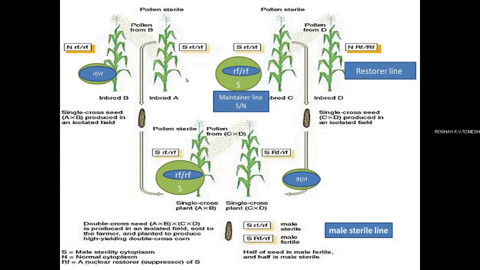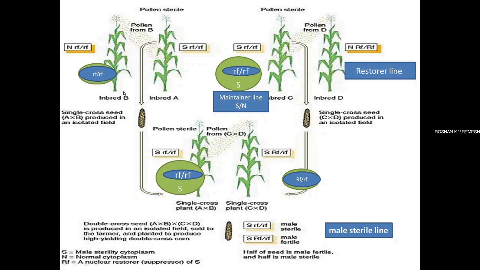We can definitely reverse the conditions. That is, if you are going to pollinate the flowers of B with the pollen from A, then the female plant will become B and the male plant will become A. But here in this picture, we are considering A and C as the female plants and B and D as the male plants.